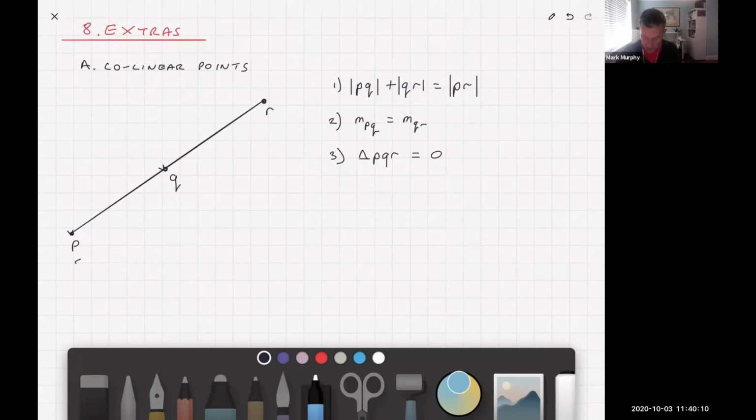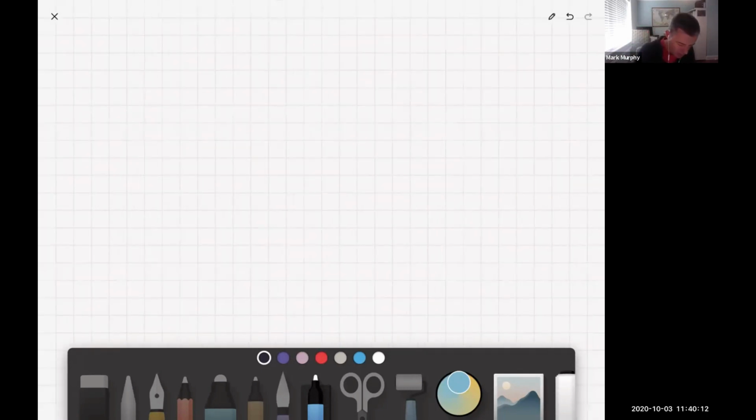The second one I'll do is B, which is points on the same line, right? Or points on the same or opposite sides of the line.